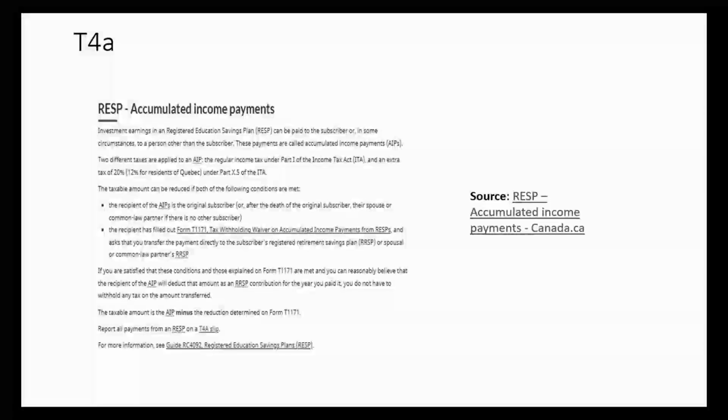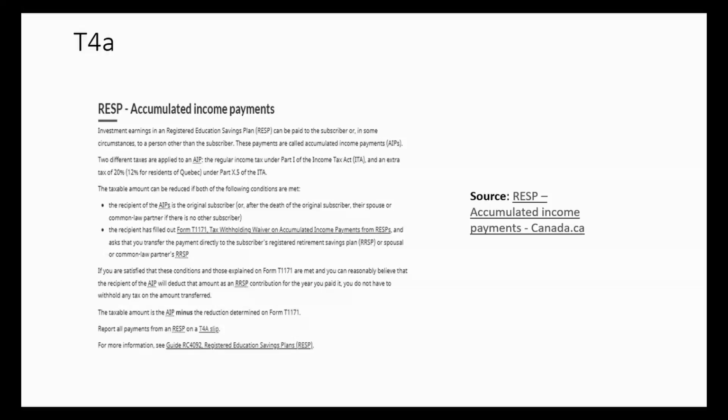So what is RESP? RESP has to do with your education savings plan. Now, investment earnings in a RESP can be paid either to the subscriber or in some circumstances to a person other than the subscriber. These payments are called accumulated income payments, AIPs. The taxable amount can be reduced if both of the following conditions are met. A, the recipient of the AIP is the original subscriber. B, the recipient has filled out form T1171.